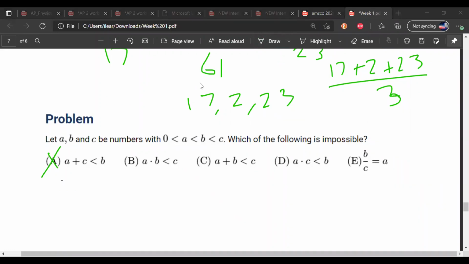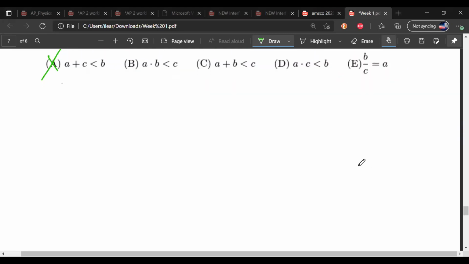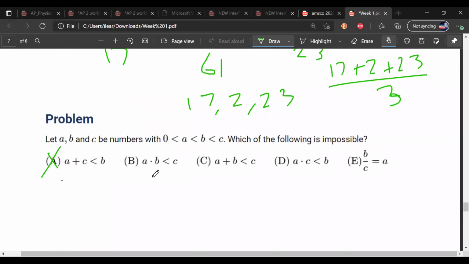So everyone agrees it's A. But I think we can learn more if we approach B, C, D, and E. So why are they possible? A times B is less than C. This is possible. For example, if A is equal to 1, B is equal to like 1.1, C is equal to like 100, of course, then A times B is less than C, A plus B is less than C. A times C is less than B.